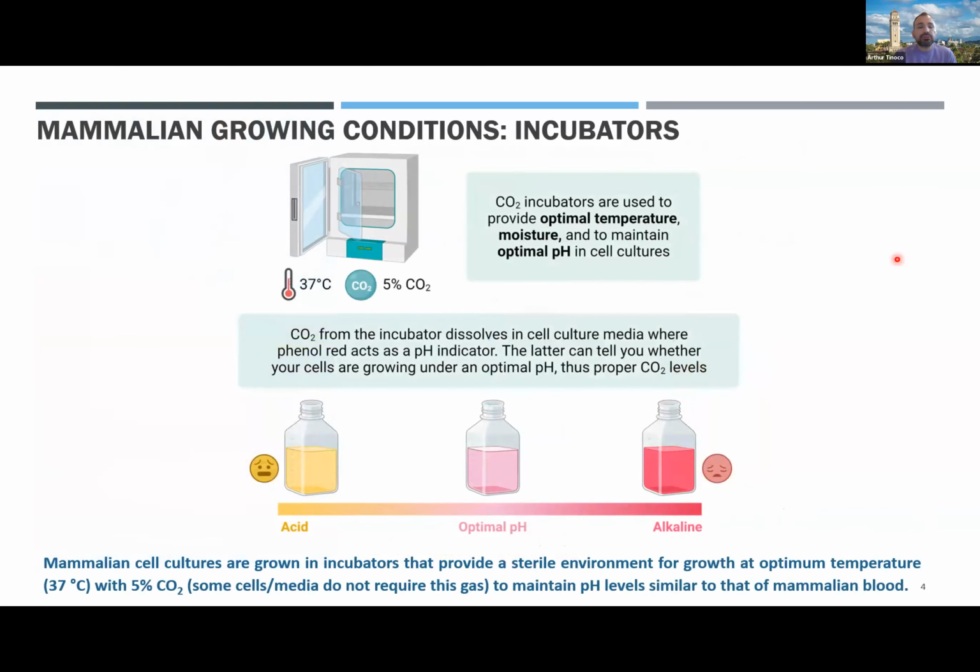When it comes to the environment itself, we have the media, but we also have the environment that will keep these cells in a very stable condition. What we normally use is an incubator. Here we have the illustration of an incubator. The typical parameters that an incubator is set at is 37 degrees with a flow of carbon dioxide to maintain a 5% carbon dioxide atmosphere. And so you may wonder, what is this carbon dioxide for?